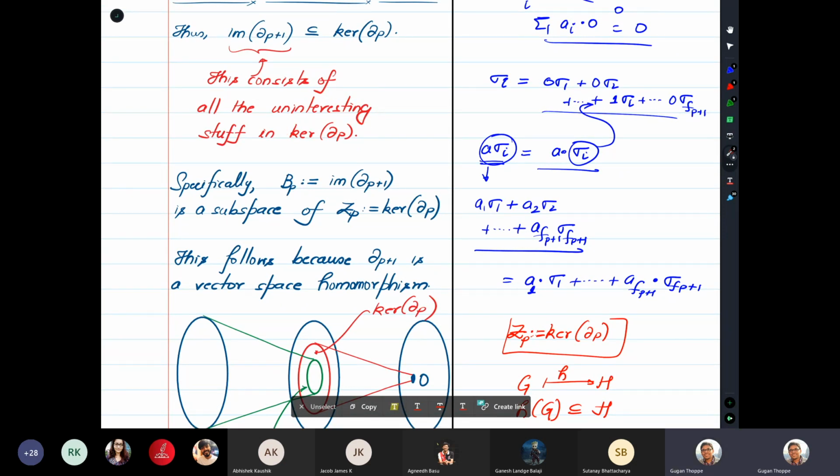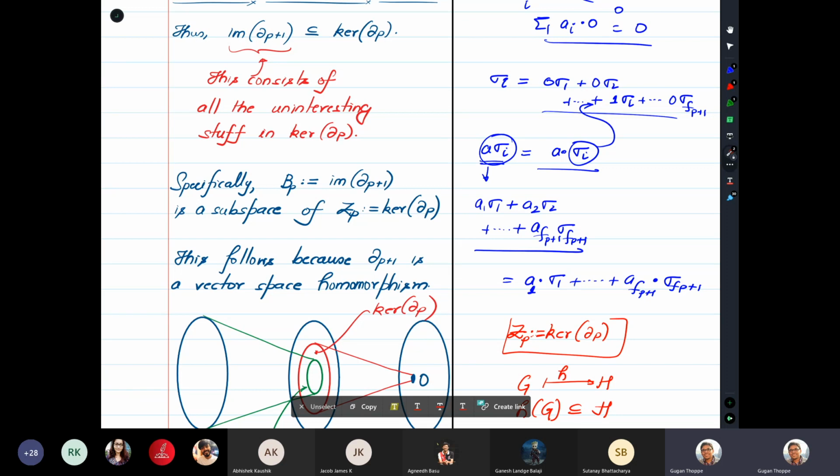So let me again repeat. Kernel of daba p, we realized, contains p cycles. So what are these p cycles? These are those p chains which daba p takes to 0, right? So this is useful for us because it helps us figure out if there are these hollow regions or not. However, we realize that just by looking at the kernel of daba p, one will not be able to distinguish between a hollow region and a filled region, right?